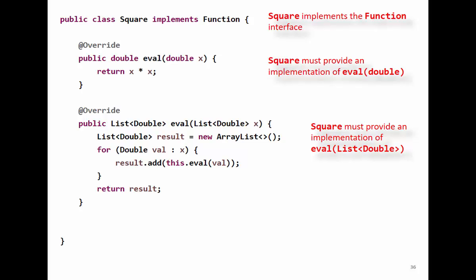Now, maybe square has some additional methods for itself. It can do it. It can have additional methods. Okay? Inside the square, maybe it can receive an array and calculate the average, but that's outside of the interface. But once it says in the declaration, implement function, I should see two functions, two methods.